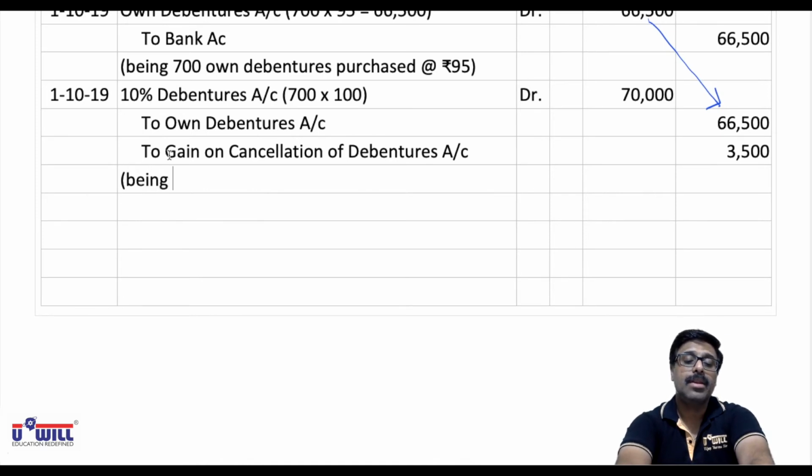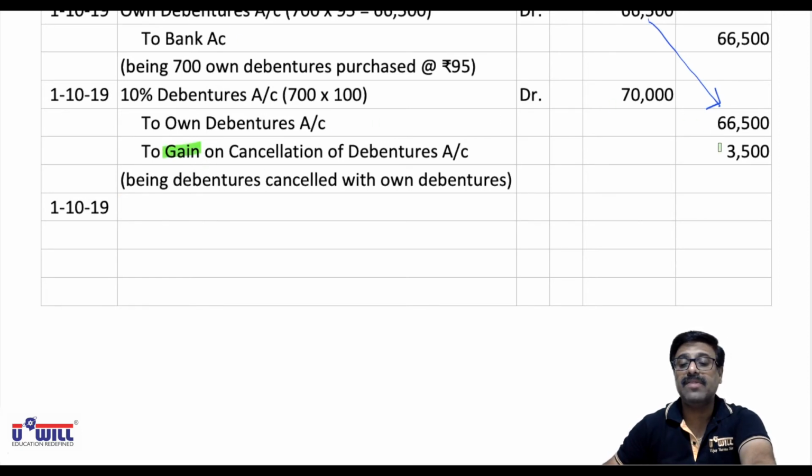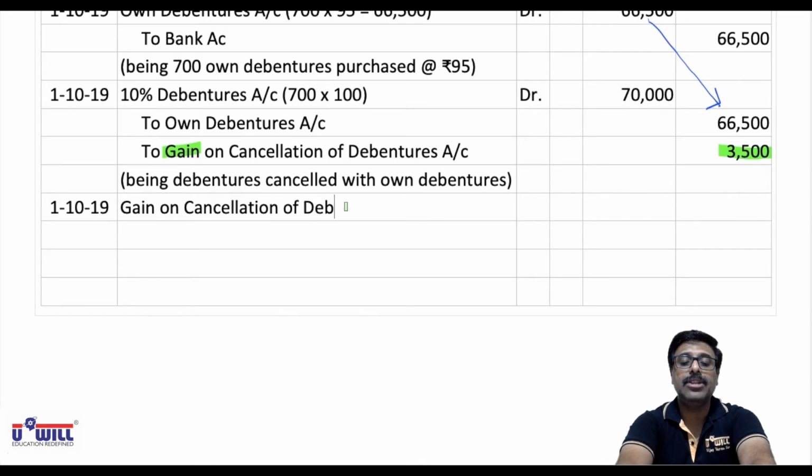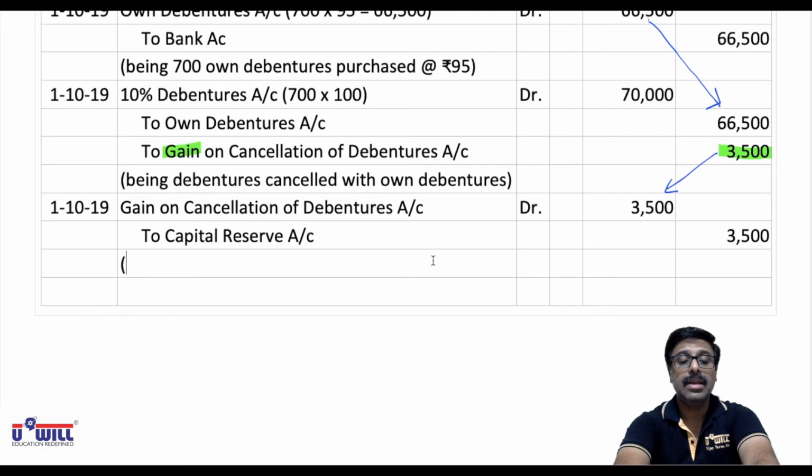Being debentures cancelled with own debentures. Then on the same date, 1/10/19, this gain of rupees 3,500 will be closed and transferred to capital reserve account. As we discussed, loss would be transferred to P&L account, gain would be transferred to capital reserve account. So gain on cancellation of debentures account debit with 3,500 to capital reserve account 3,500. Okay, this gain will be transferred to capital reserve account, being gain on cancellation transferred to capital reserve.